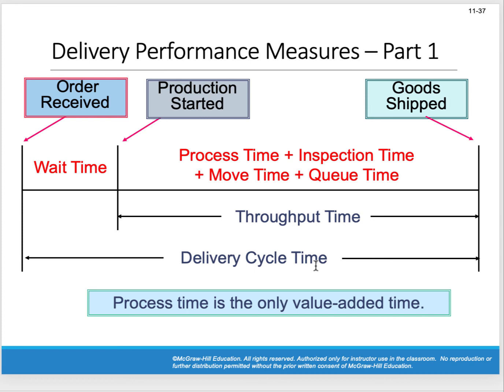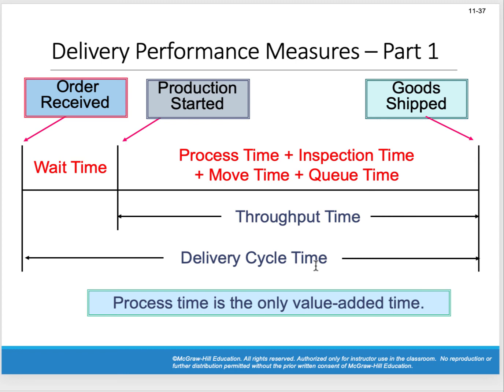Basically, what we're saying here is we're looking at a manufacturing process. And we said that there's time, obviously, right? We have from the time we receive an order of raw materials to the time we ship the good, okay? There's throughput time and delivery cycle time, right? Basically, throughput time says that, okay, I'm going to start production. I have processing time that I need to factor in, inspection time, move time, and queue time. Okay? That's the throughput time.